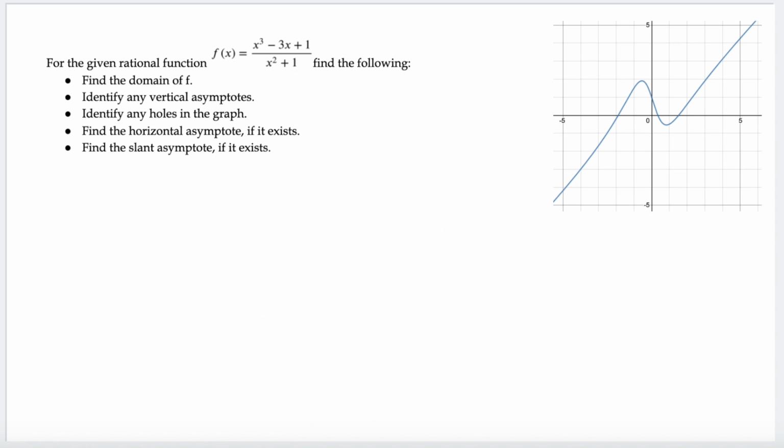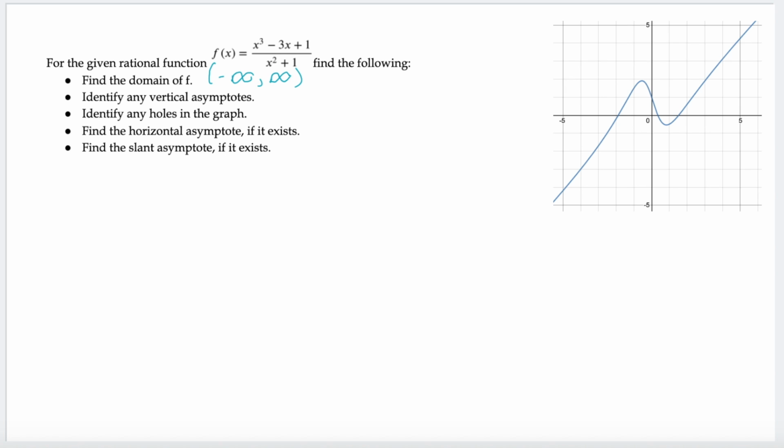Let's try another: x cubed minus 3x plus 1 over x squared plus x, an interesting graph to take a look at here. Notice in our denominator we have a quadratic. So it doesn't matter what we will substitute in for x, it will always be positive. So in this instance, our domain is all real numbers.